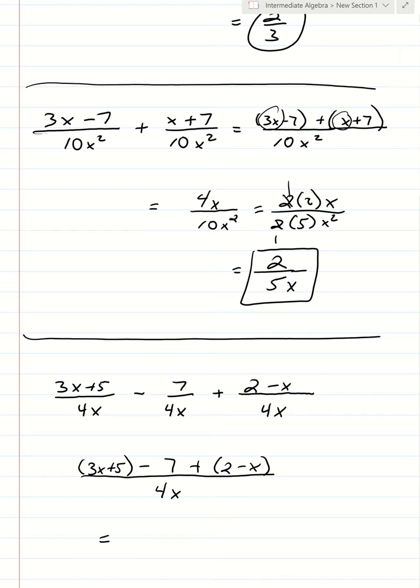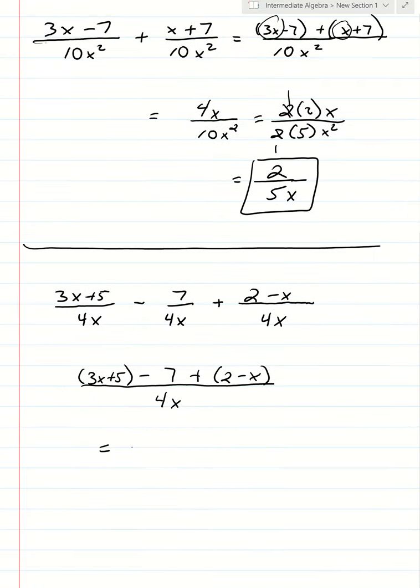Now let's combine our like terms. Let's start with the x terms. I have 3x here, plus a negative 1x here. That, of course, would give us a 2x. Then we're going to take the positive 5, and I will minus 7. Well, 5 minus 7 would give you negative 2, plus 2 would give you 0.